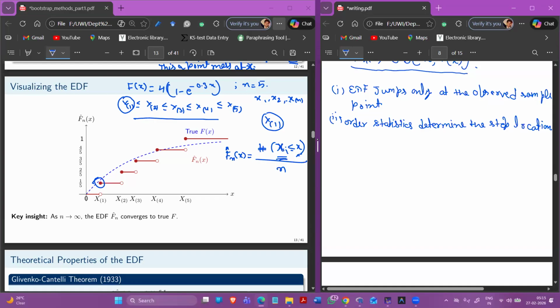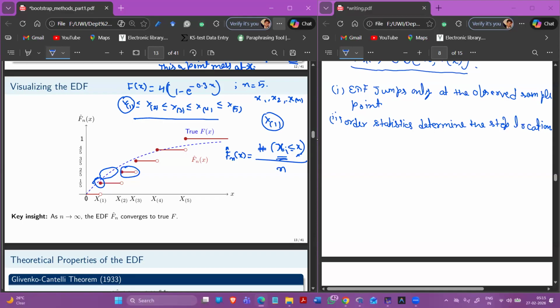So it is a step function because when there is no new data point, at that time the empirical CDF will remain constant, as I said earlier, right? And when it passes a data point, you get the next empirical CDF value at that point. So it will jump. All right. And each jump has probability 1 upon n.